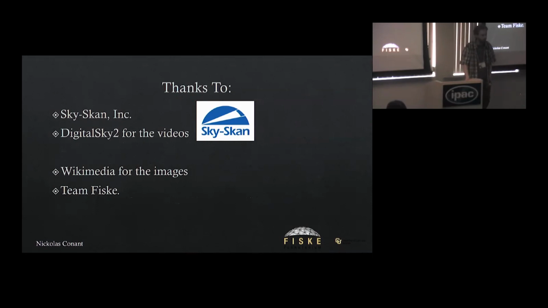And actually, one other question from Slack. Do you complement this with any kind of kinesthetic demo for parallax?